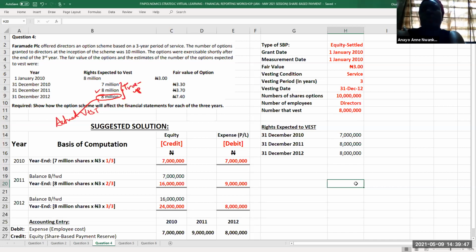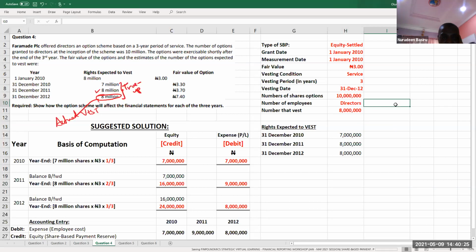No problem. Nuruddin, how was it different from what you did? What was the bottleneck? Okay, this is the one I was talking about. The mistake I made is when I saw the right expected to vest, I wrongly assumed that it will be cash settled. I was now thinking maybe I will compute for intrinsic value. That's where I have issue, but I get a clearer understanding now.